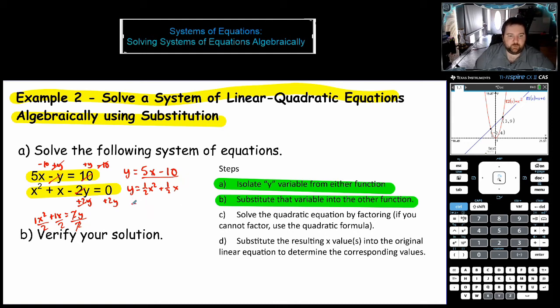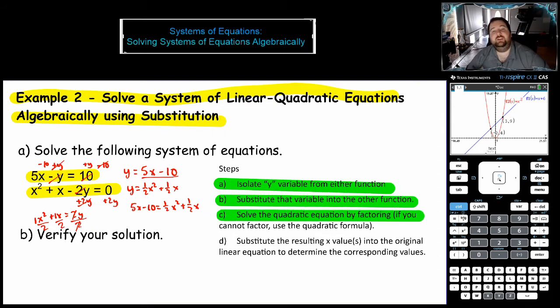So you're going to have 5x minus 10, which is the y, is equal to 1/2 x squared plus 1/2 x. Now the next step, of course, is to solve the quadratic equation. And you can solve it by factoring, completing the square, or using the quadratic formula, whichever you think is easier. When I look at this, the first thing that I think of is, wow, that's messy. I need to clean it up a little bit.